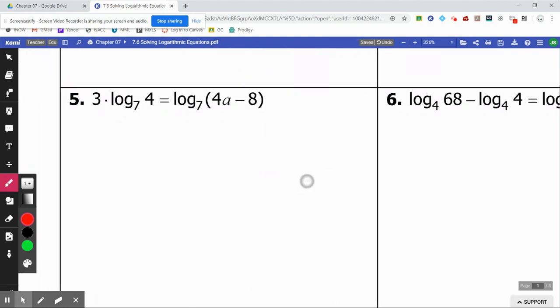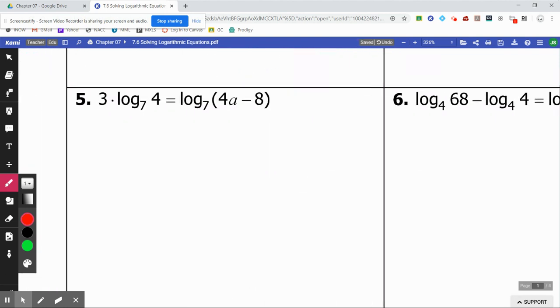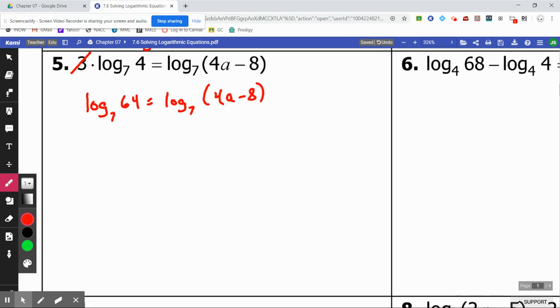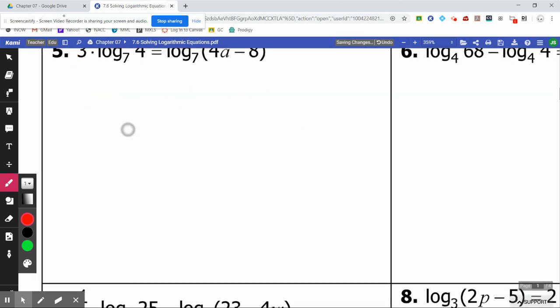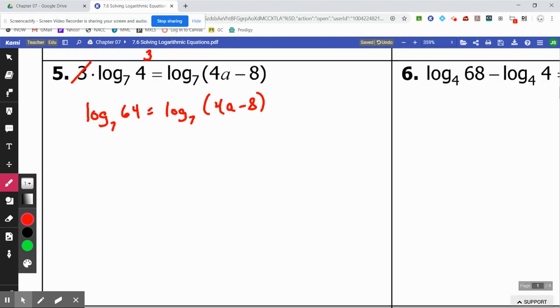Number 5. Again, let's condense this. Let's get rid of that times 3 by raising it, bringing it up to the exponent. And that gives you log base 7 of 4 to the third, which is 64, equals log base 7 of 4a minus 8. Since you have the same bases, forget about them and set the 64 equal to the 4a minus 8.